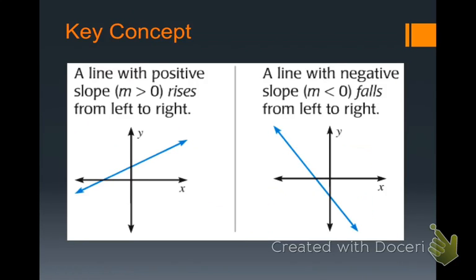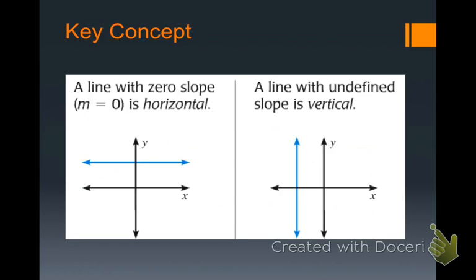And again, just to remind you, a line with a positive slope, in other words, the slope is greater than 0, means that it is rising from left to right. It's going up. A line with a negative slope falls from left to right. It's going down. And so that slope is going to be less than 0, or a negative number. And then again, a line with 0 slope is horizontal. Remember our acronym. And a line with undefined slope is vertical.